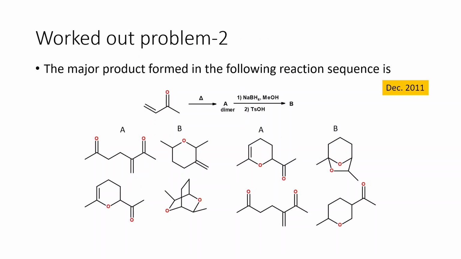And when we move on to the next problem, this question was again asked in December 2011. The major product formed in the following sequence is, so here we are given an alpha beta unsaturated carbonyl compound which is heated to give intermediate A, which is a dimer, and this is treated with sodium borohydride in methanol, that is the reduction is happening, and then the next step is treatment with para-toluenesulfonic acid, that is the acid treatment. So we end up with the compound B. There are 4 different options given here for A and B. These are the intermediates given in this reaction, and let us look at how the reaction will actually proceed.